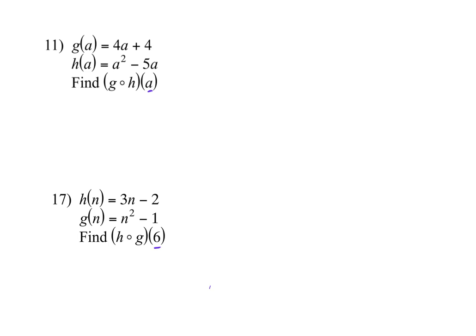So this first one wants g of h, which means I take h and I put it inside of g. So I'm going to take this h, and wherever there is a variable in g, I'm going to put it in that place. So g is 4a plus 4, but I'm doing g of h. So 4, and instead of a, I'm going to write the entire h function, which is a squared minus 5a. And so this guy is 4a plus 4, so I need to say 4 times the function plus 4. Okay, I've just filled it in.